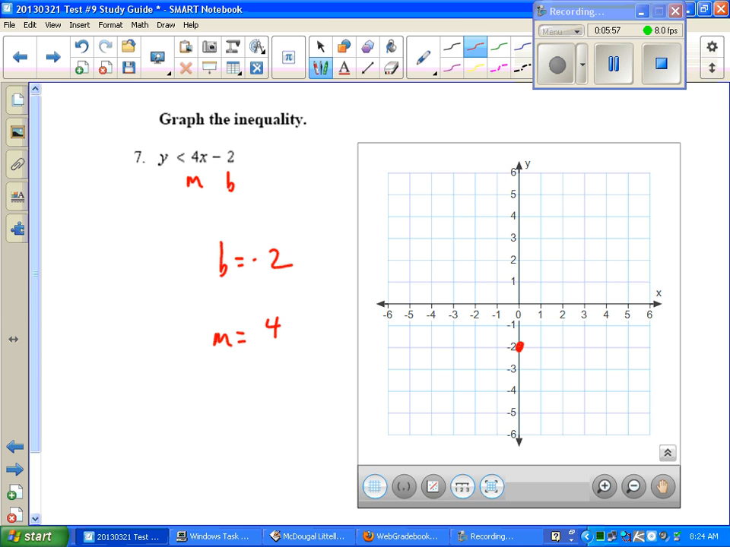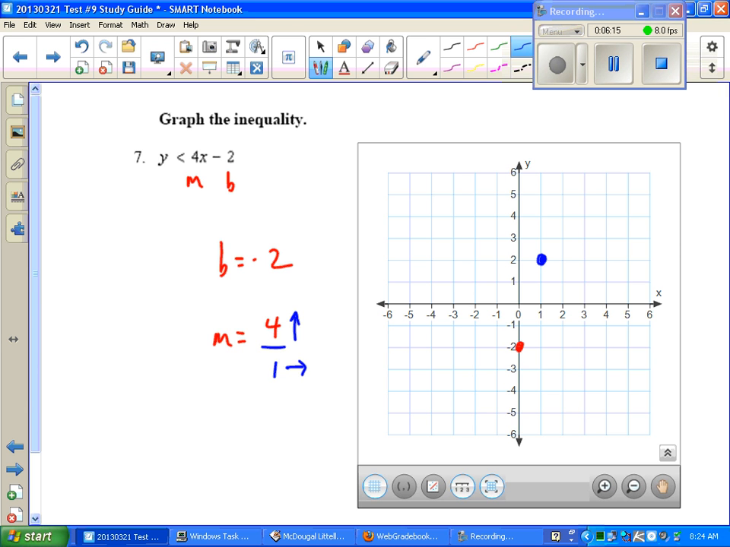Remember, slopes always rise over run, so you need to have it over something, and we could put everything over 1. So that tells us to rise 4, go up 4, and run 1, go to the right 1. So up 1, 2, 3, 4, and to the right 1 for our second point. Now we have 2 points.